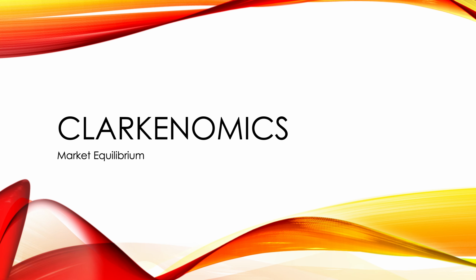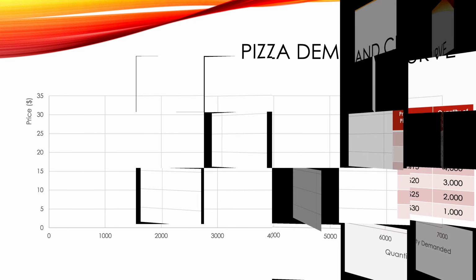In this video, we're going to talk about market equilibrium. This is ultimately going to be part of constructing something called a market model, where we're going to see how prices are determined in a perfectly competitive market. But to get there, we're going to first review a couple things we've already learned, such as demand.